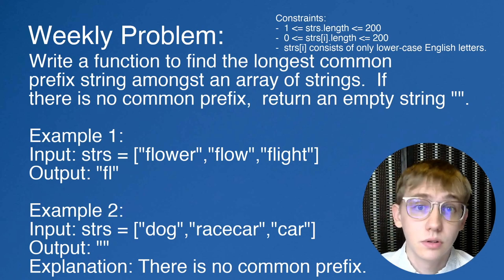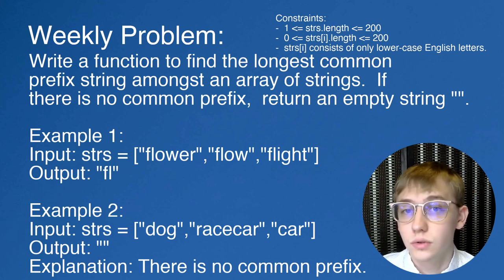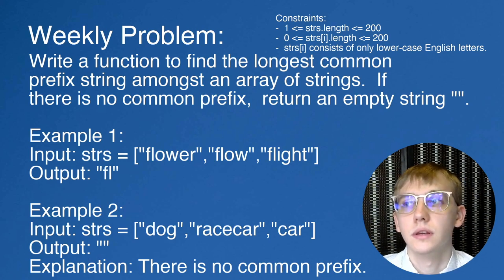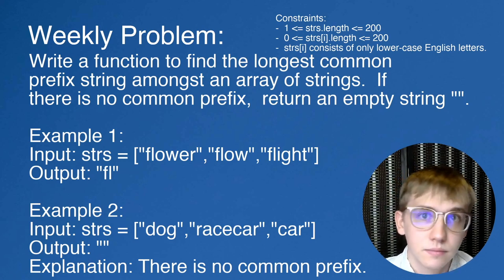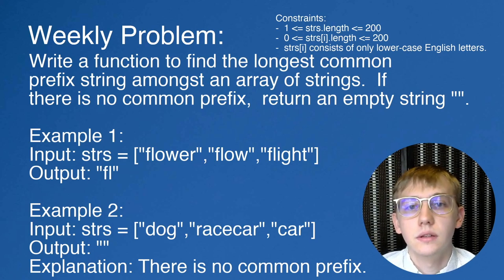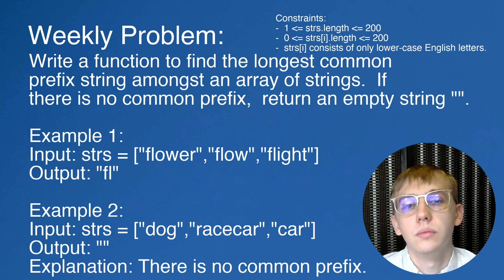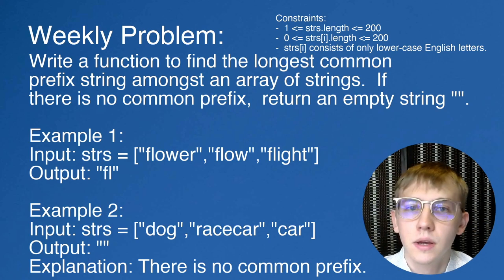So we got some constraints up here in the corner. We have string length will be greater than or equal to 1 and less than or equal to 200. This is going to represent the array of strings, so the array will have at least one item and at most 200 items. And then strs[i], which will be the individual strings inside of the string array, will have a length greater than or equal to 0, and they will be less than or equal to 200, so 200 or fewer characters.